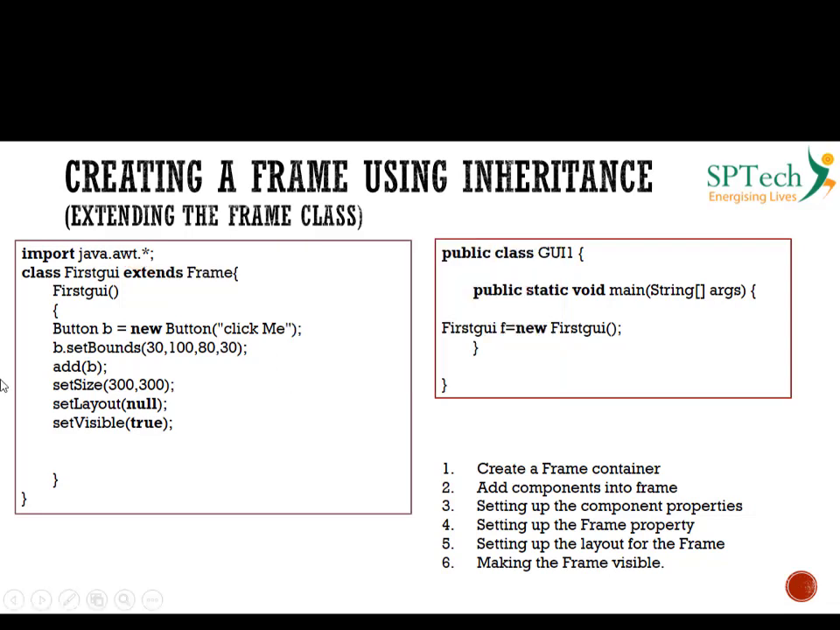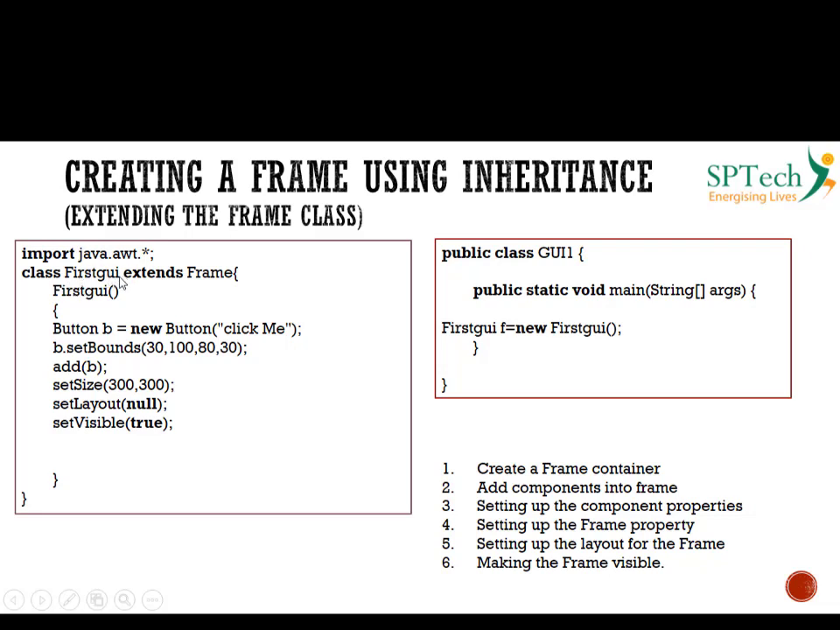Then I am creating a class called first GUI which extends the frame class. So you remember that in the AWT package, you have a class called a frame. So you have to extend a class which basically extends from the frame class. So I'm calling that class first GUI.